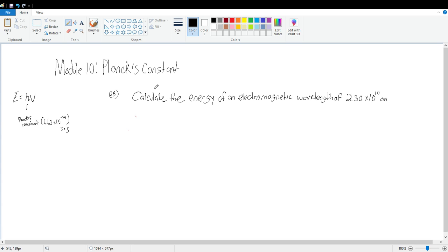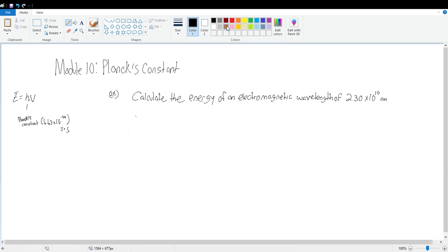Module 10, part 3. We're going to be covering Planck's constant. To begin, we're going to talk about E equals hv, h being Planck's constant, which is 6.63 times 10 to the negative 34th joules times second. Remember, this v-looking shape is frequency, and E is the energy. It's important to note that.